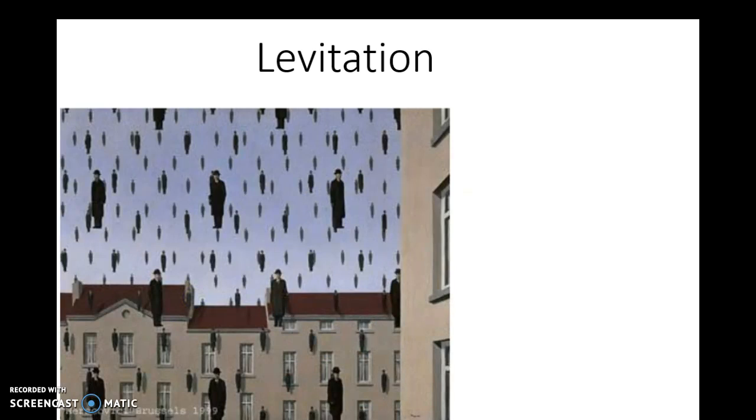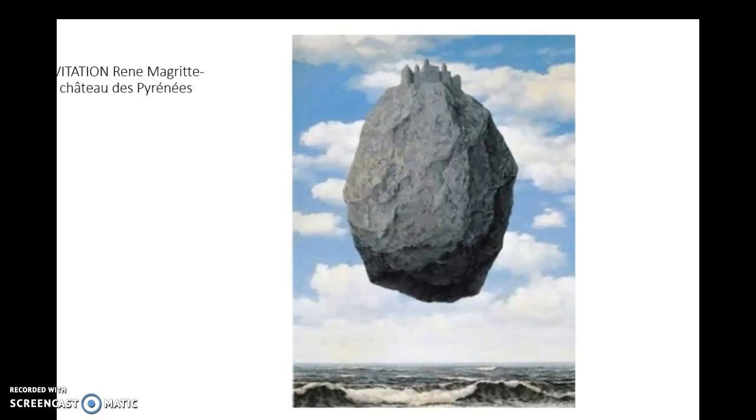Levitation is often used to make things surreal. When levitation happens, you're seeing unusual things floating or possibly falling in an abnormal way. For example, we see these businessmen just very calmly levitating or falling from the sky. Here's another example by Rene Magritte, where we see a giant boulder with a castle, and again, it's just floating above the ocean and quite a few yards into the sky, and that is levitation.